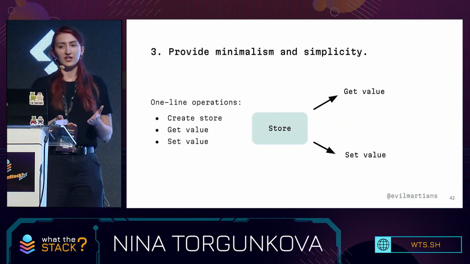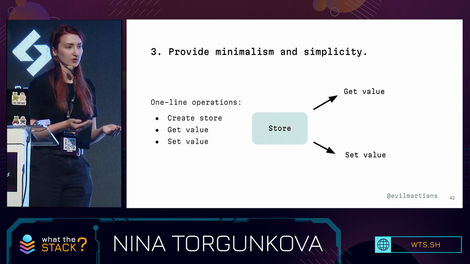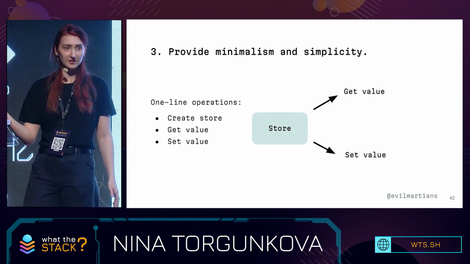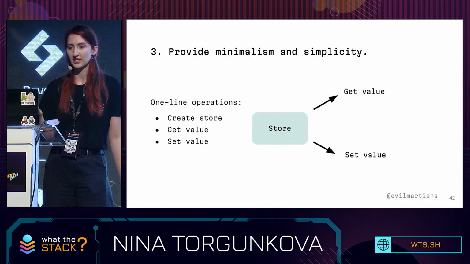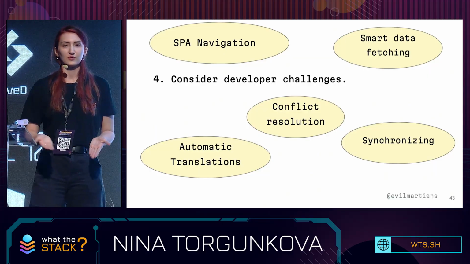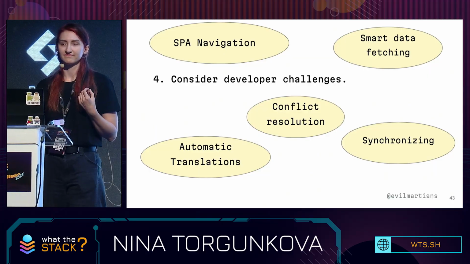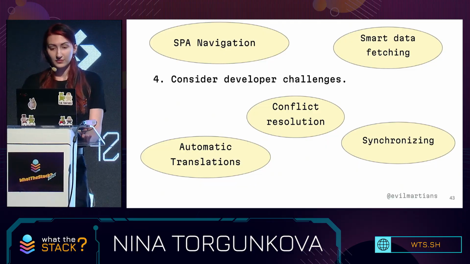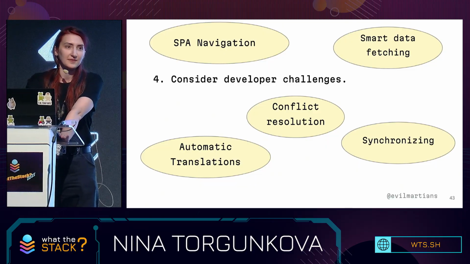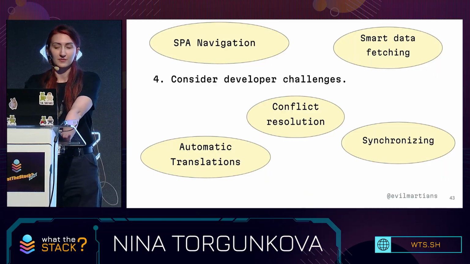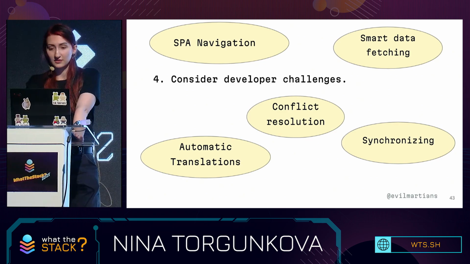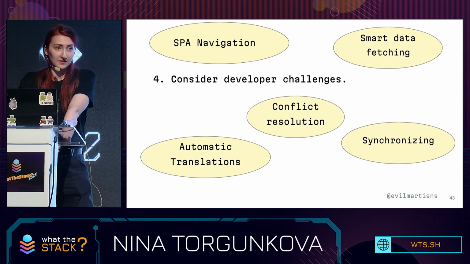Third, we want to provide minimalism and simplicity. So in a perfect scenario, I just need three one-line operations to create a store, to get value from it, and to set some new value. And of course, ideally, we want some useful and simple tool to consider different developer challenges. We may want to automatically fetch data from our server on some state change, or we may want to automatically translate the content, or other things.